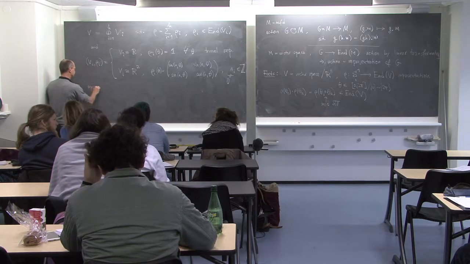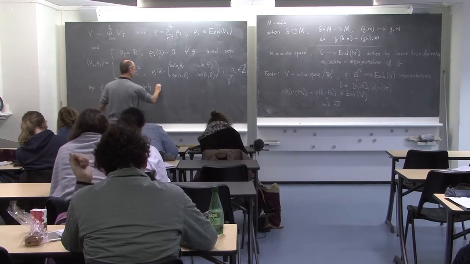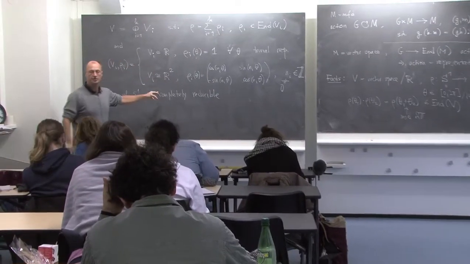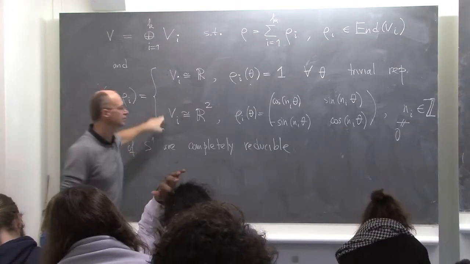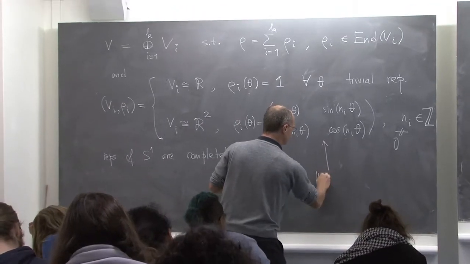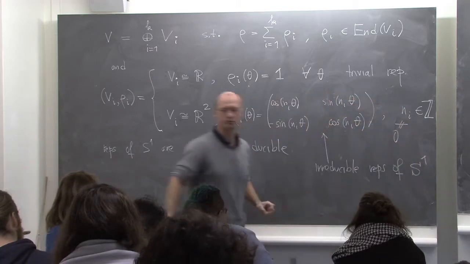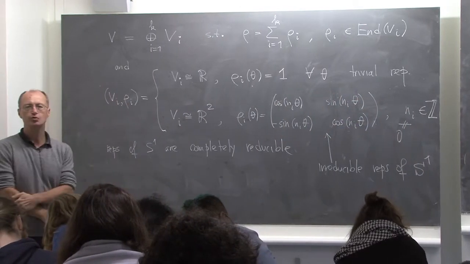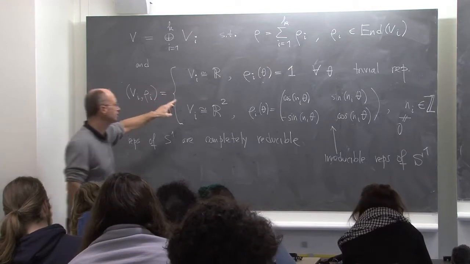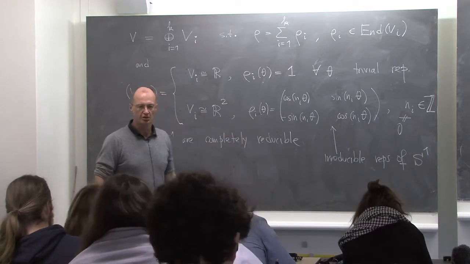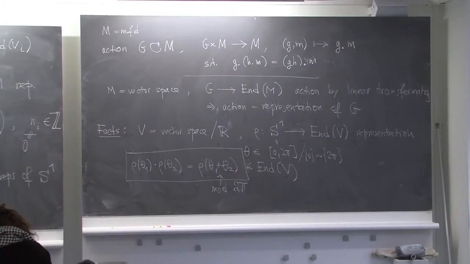So reps of S1 are completely reducible. Completely reducible, this means they admit such decompositions. And the list that I gave you here is called irreducible reps of S1. So for those of you who have never seen it, the task is to check that these guys are representations. So take the things on the list and check that they are indeed representations of S1 in the sense that I defined here.